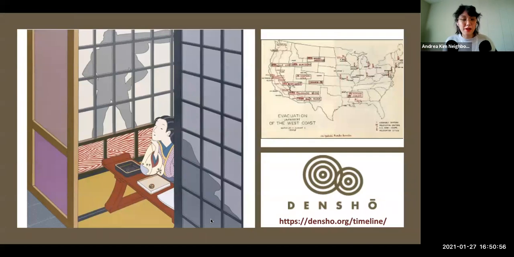When you look to the right, you can see a visualization of where the camps were, where assembly centers were located. Just to kind of give you a sense for where they were located. One thing I mentioned earlier is that many were located in isolated areas, desert, not really close to many big towns. And when you go to the bottom, there is a link to the Densho organization. And there's a link that I think should work if you click on it. Is that correct?